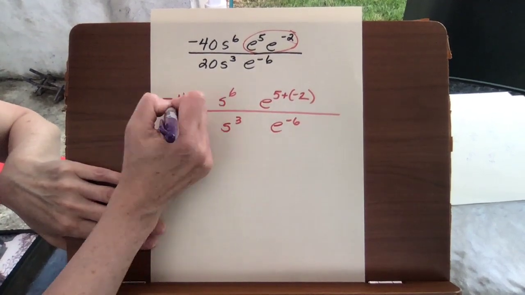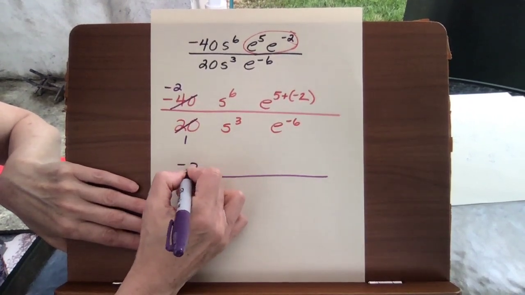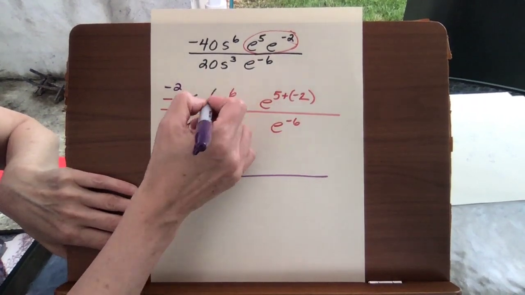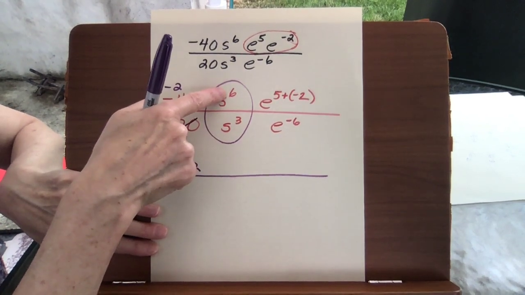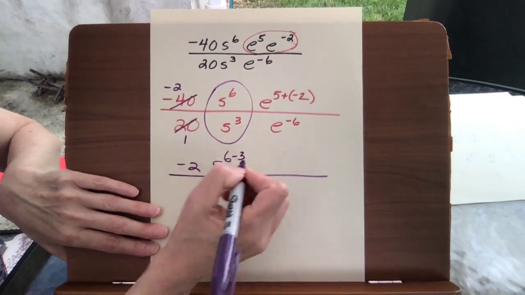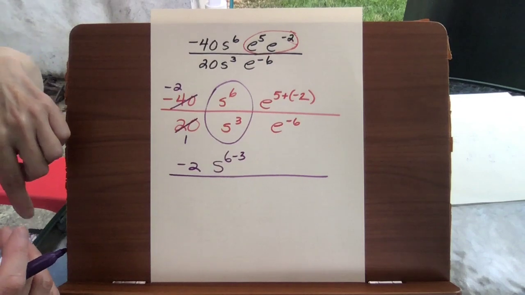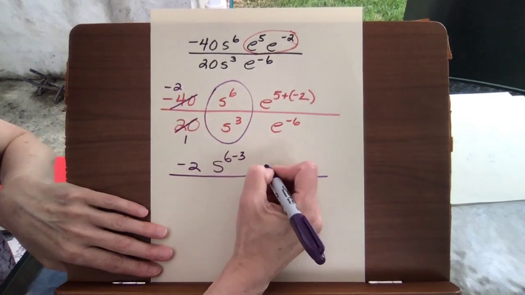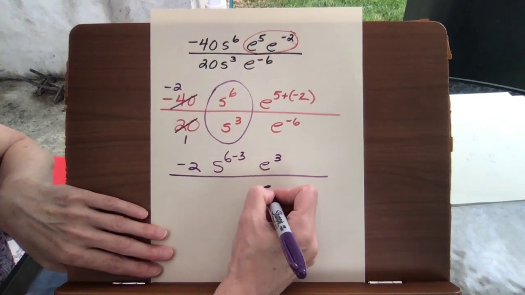20 goes into itself once and into negative 40 negative 2 times. So far in our numerator, we have negative 2. For our s's, our largest exponent for division is in our numerator. So we're going to keep s in the numerator, and it's 6 minus 3, subtracting our exponents. This we've got to clean up. So this became e. 5 plus a negative 2 is 3, and we still have e to the negative 6th here.